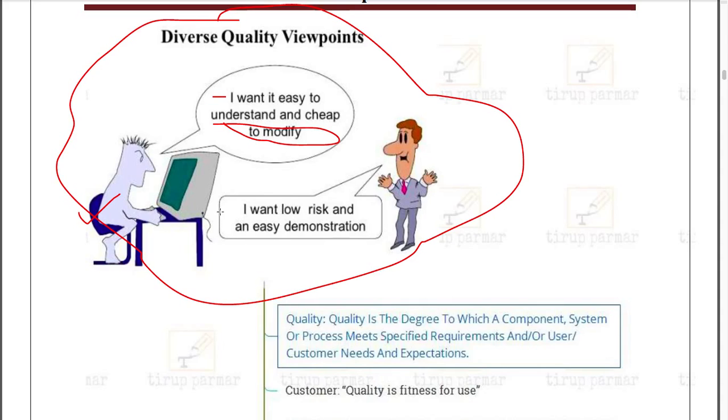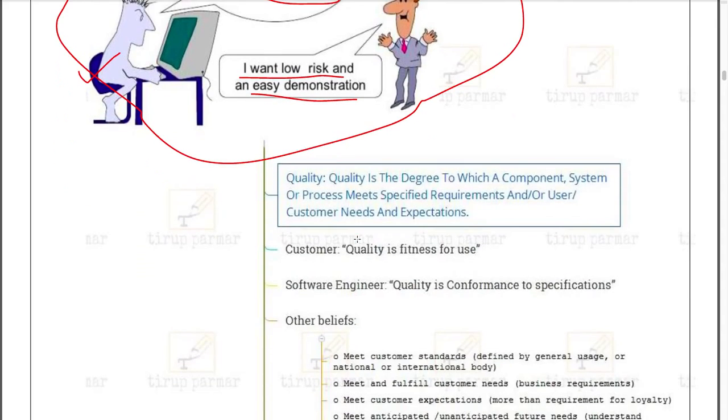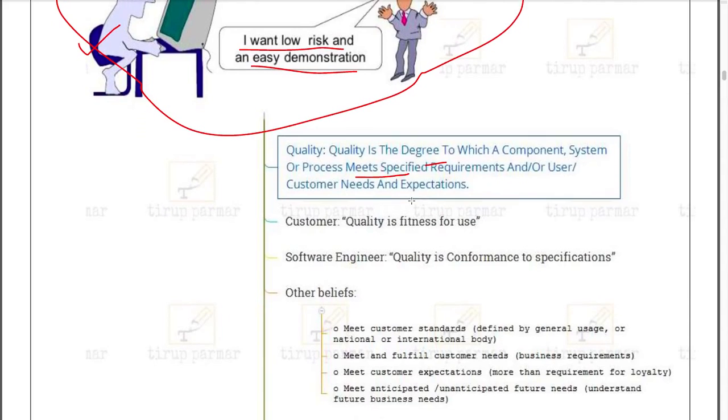Or if we talk about a marketing person or customer, they say that we need to follow some ways through which we can provide a low risk and easy demonstration of that particular software. That's the definition of quality with respect to a marketing person. So as you can see, I have provided points here. Quality is the degree to which a component or a system or process meets specified requirements and or users' customer needs and expectation.